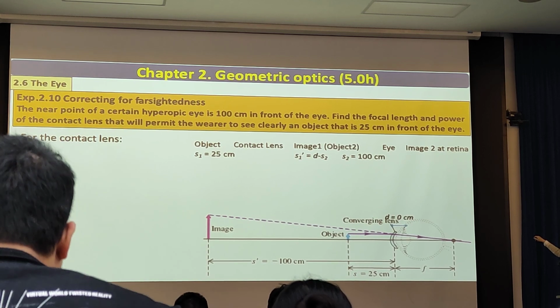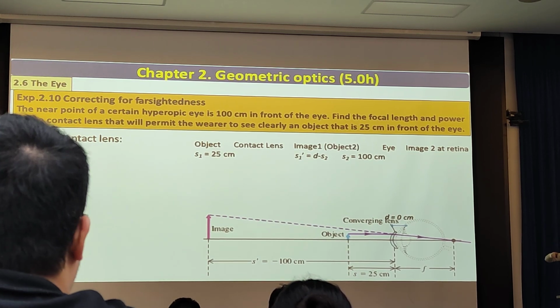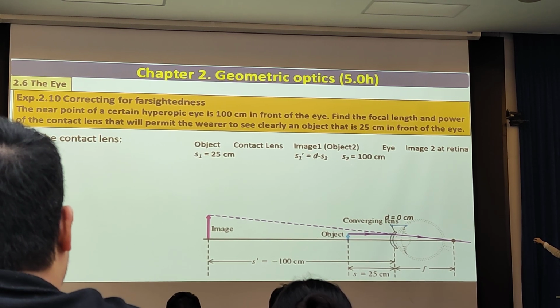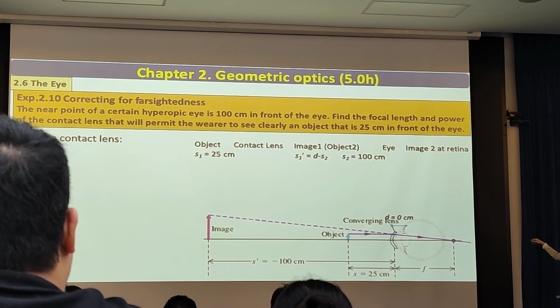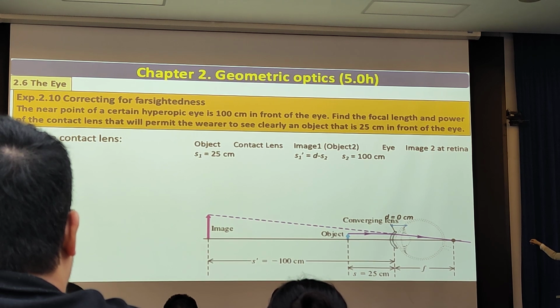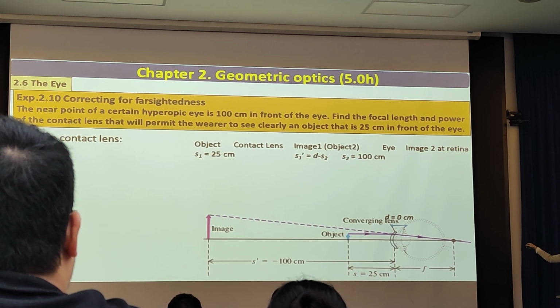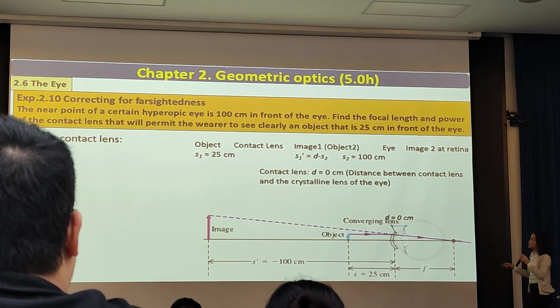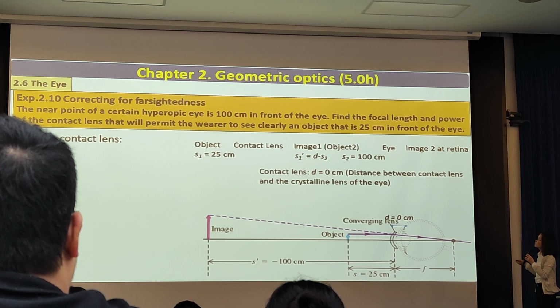And the relationship between S1 prime, the first image of the first optical device, and the second object for the second optical device is that S2 equals D minus S1 prime. Or you say S1 prime equal to D minus S2, the same. And S2 must equal to 100 centimeter. You agree? So that this eye can observe. So when it becomes the object to the eye, the image is formed at the retina, so that you can observe. So we have the contact lens D equal to 0, because the distance between the contact lens and the crystalline lens of the eye is equal to 0.